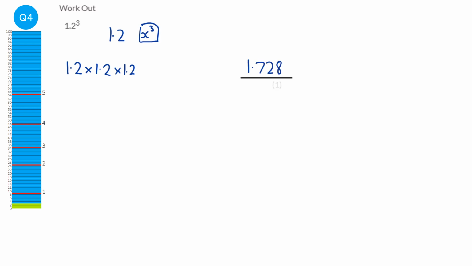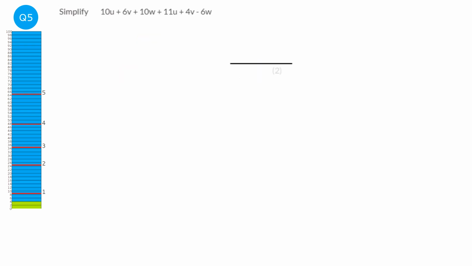1.728. This question's all about like terms, so what we can do is add this 10u with this 11u to make 21u. We can also add this 6v with this plus 4v to make 10v. We can also add this 10w to this minus 6w. So 10 take away 6 is 4w, so plus 4w.